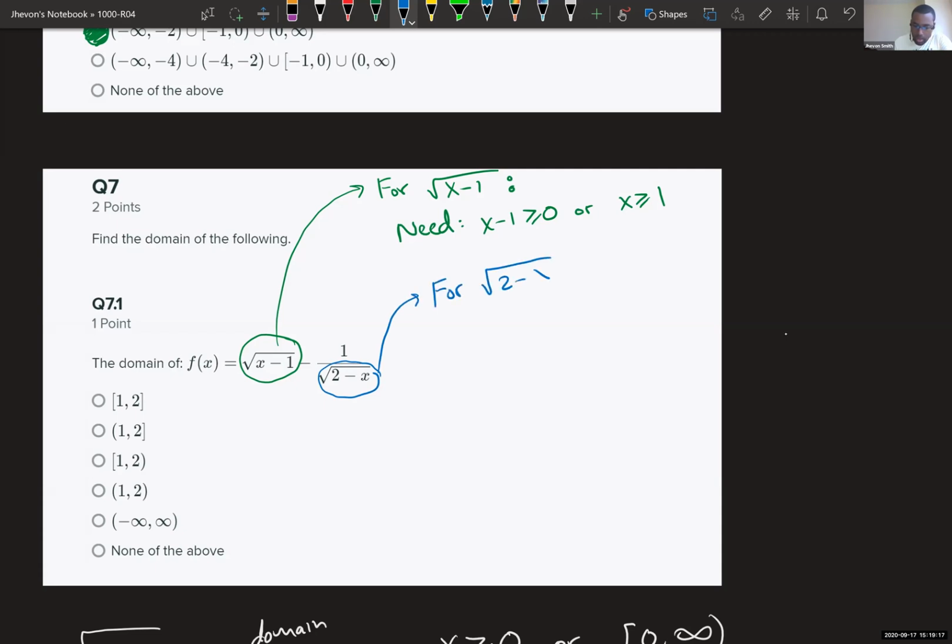For the radical of 2 minus x, by a similar token, we would need 2 minus x to be greater than or equal to 0. And so your x would have to be less than or equal to 2. There's another thing to consider. This whole part here, there's a 1 over the radical of 2 minus x.